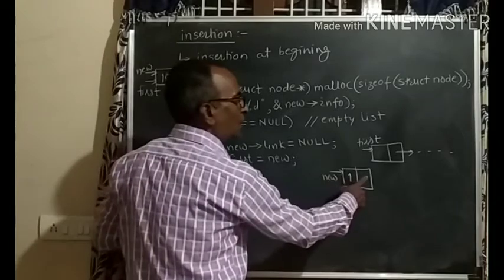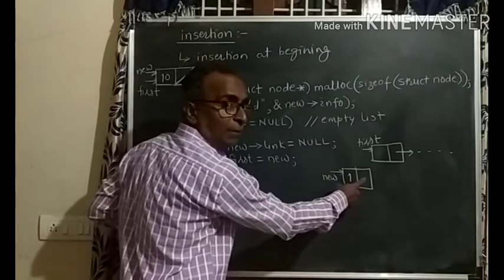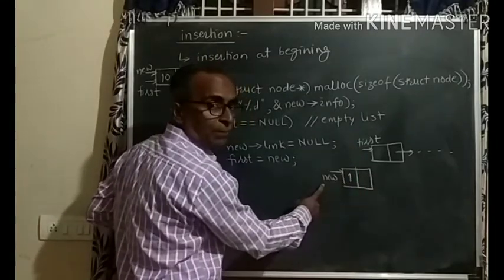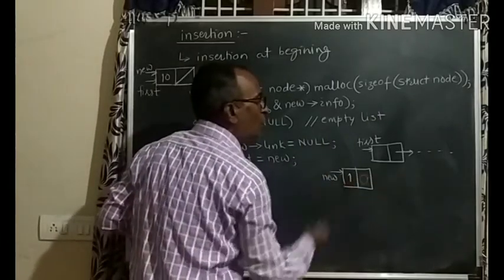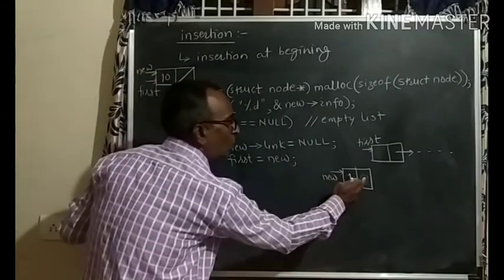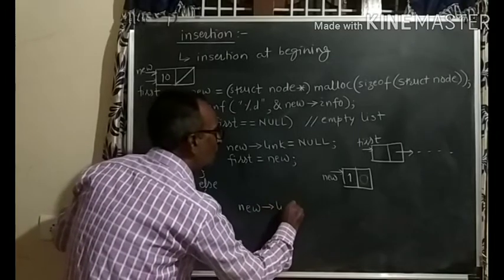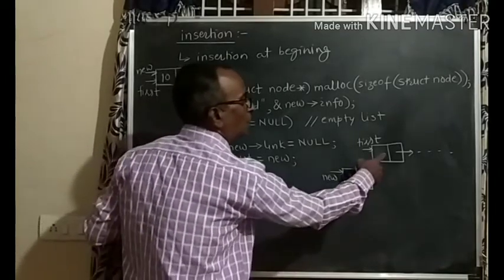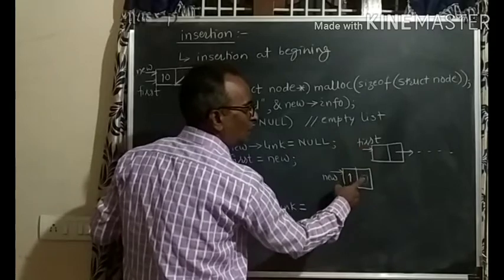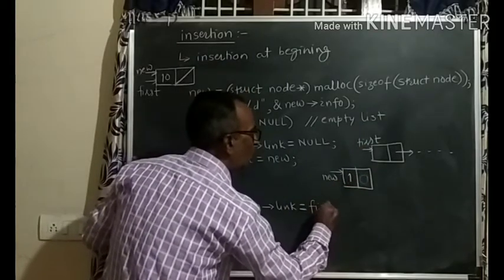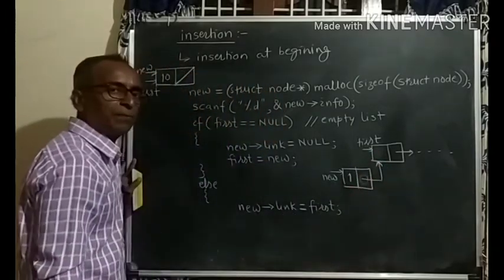Now, always in insertion, two pointers we have to adjust. One is this pointer field and one is you have to change first's value. In this case, at the beginning. So first set the link field of new. How to access this field? New's link field. Where should it point? To this node. What is the address of this node? Where is the address of this node? First. So first is given to this field so that it is pointing to this.